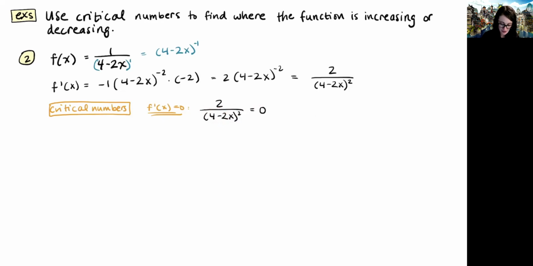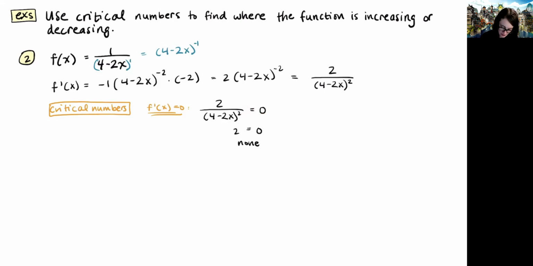Another way to think about this is just cross multiplying. If you think about 0 as being 0 over 1, we can cross multiply. 2 times 1 is 2, and then the denominator times 0 is 0. Now that gives us 2 equals 0, and of course that's not true. So there are no values where this fraction is going to be equal to 0.